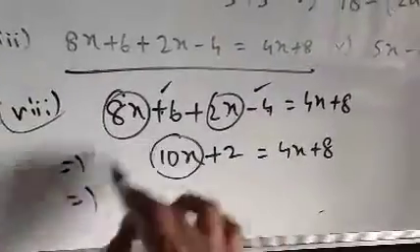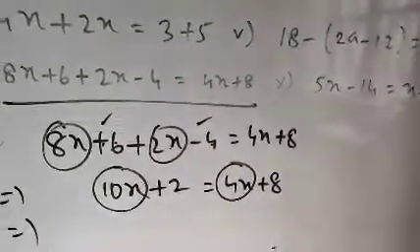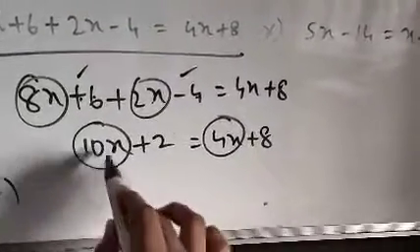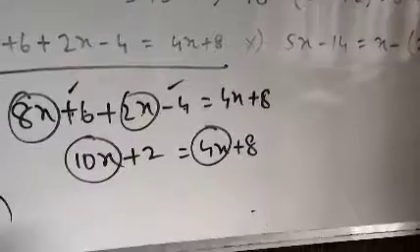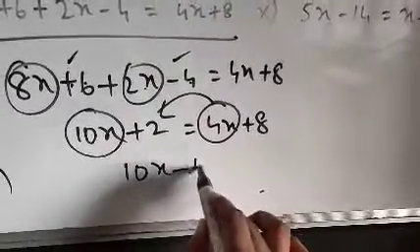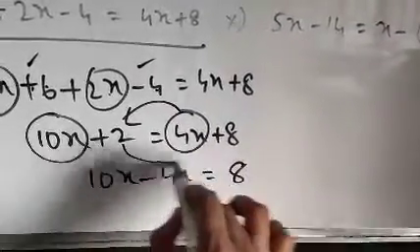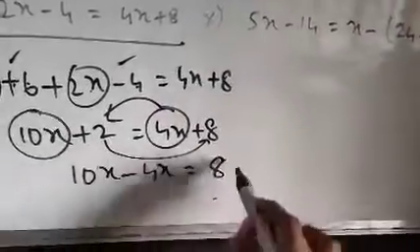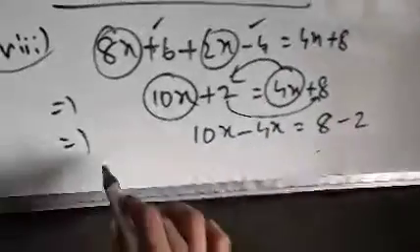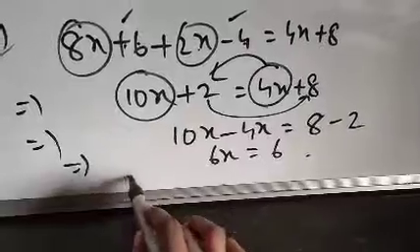Now here is 10x, here is 4x. Therefore these need to be together as they are the same variable. So 10x, just transfer 4x here, that is minus 4x. Here it is 8, and transfer this 2 here. The 2 here is plus, so it will be minus. 10x minus 4x is 6x. 8 minus 2 is 6.